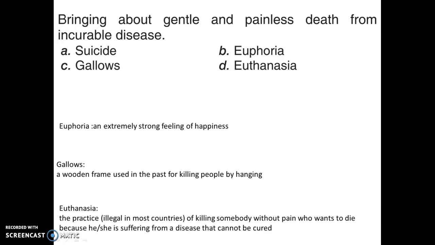So now if you consider by general knowledge that these two are not the options, and if you know the meaning, then you have the correct answer D. But according to me, many people will get confused between B and D, so you must know. Euthanasia is the practice of killing somebody without pain who wants to die because he or she is suffering from a disease that cannot be cured. It is illegal in most countries. But you got what I want to say. You can eliminate two and then you can either guess or guess intelligently, an educated guess.